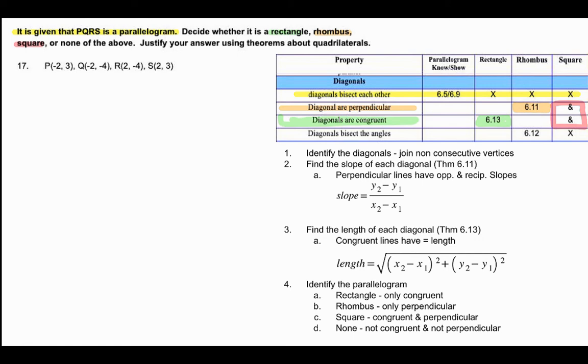The first thing that we need to do is to identify the diagonals, and they join non-consecutive vertices. So I'm going to start with my diagonals. I'm going with non-consecutive vertices, so pay attention to the name. It's the two letters that are not side by side, so we're going to be working with PR and QS. So P with R and Q with S.